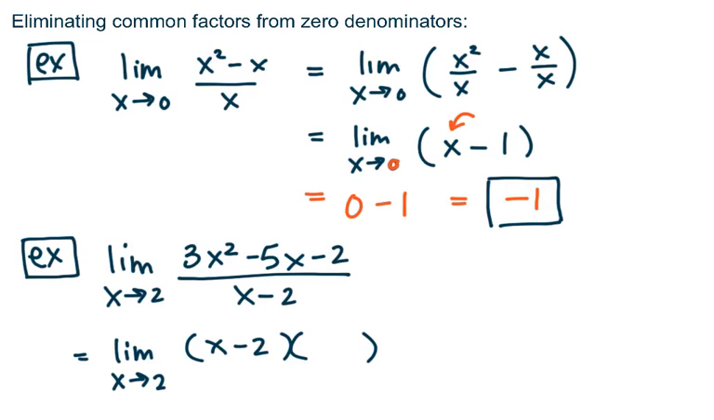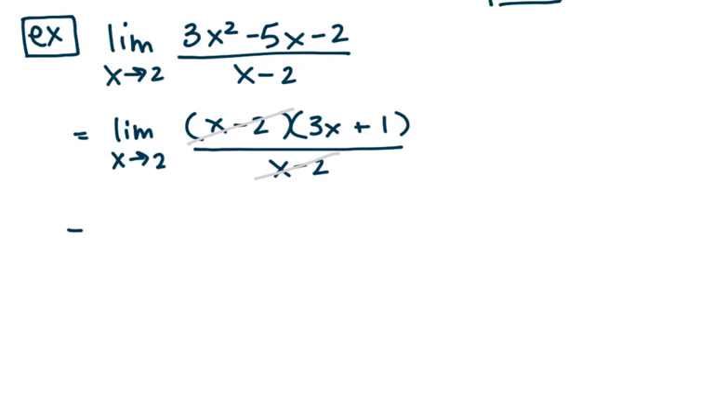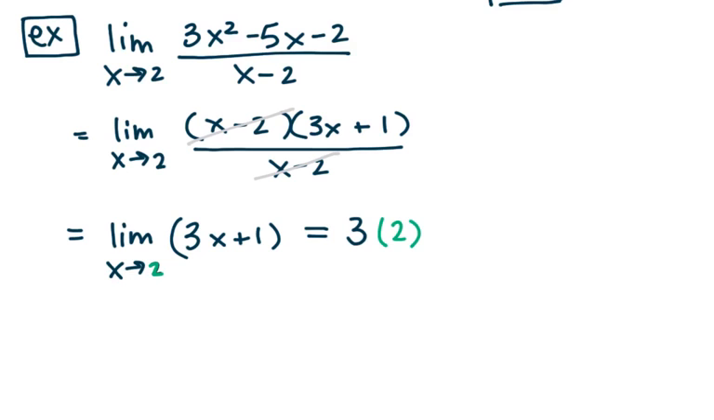And in this case, when I factor it, that leaves me with 3x plus 1. So it does show up in there. It factors nicely. I'll cancel those common factors. That means I'm now solving the problem to determine the limit as x approaches 2 of 3x plus 1. So now I'm going to take my 2 value and plug it in. That gives me 3 times 2 plus 1, which is 7. So 7 is the answer to this limit problem.